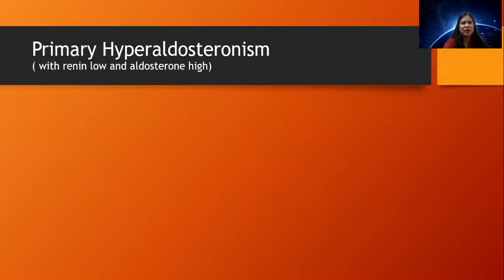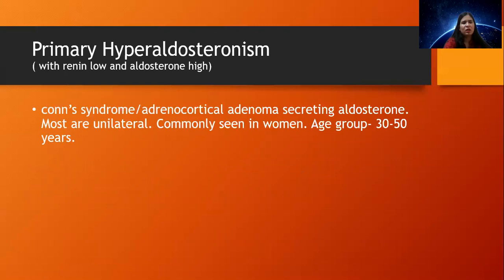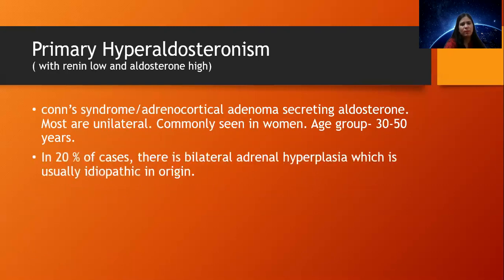Now we move on to primary hyperaldosteronism with renin low and aldosterone high. The most common cause is adrenocortical adenoma, also known as Conn syndrome, in which there is a tumor in the adrenal cortical layer secreting aldosterone. Most cases are unilateral but may be bilateral, commonly seen in women, and the age group is 30 to 50 years. That means early presentation in women, unilateral mostly, and poorly controlled with allopathic medicines. In 20% of cases, there is bilateral adrenal hyperplasia, which is usually of idiopathic origin. Adrenal carcinoma is a rare cause.